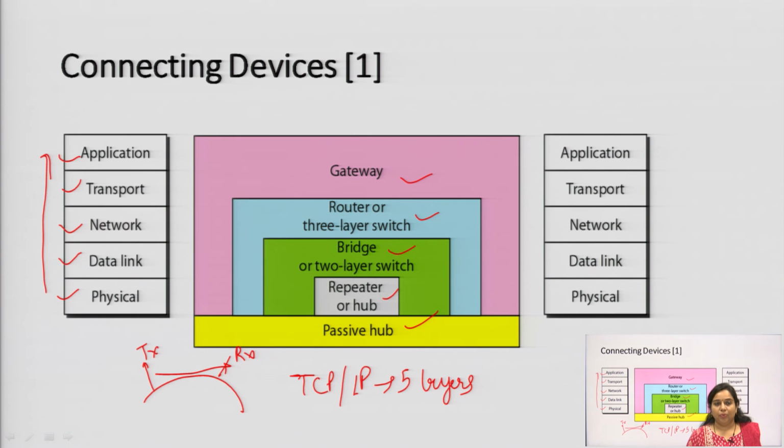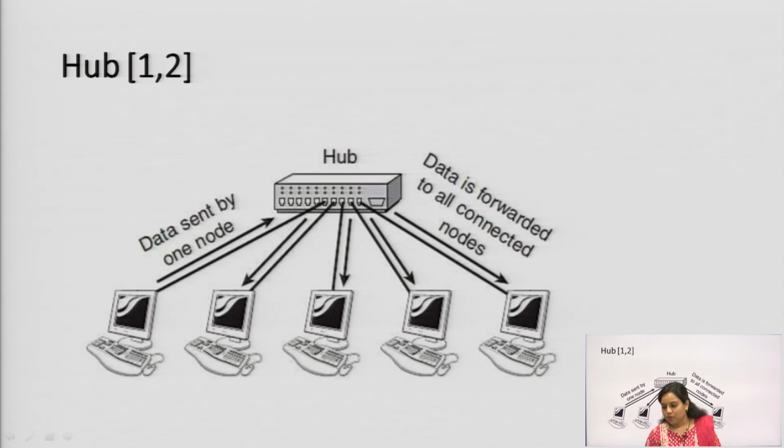Then bridge, router. You are very familiar with the routers in your office or at your home also, routers are available, which will provide the internet connectivity. Then gateways are there, we are going to see each one in detail. So, the first one is hub.